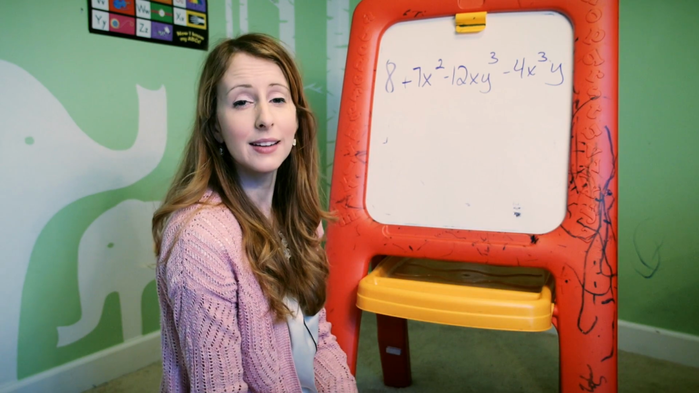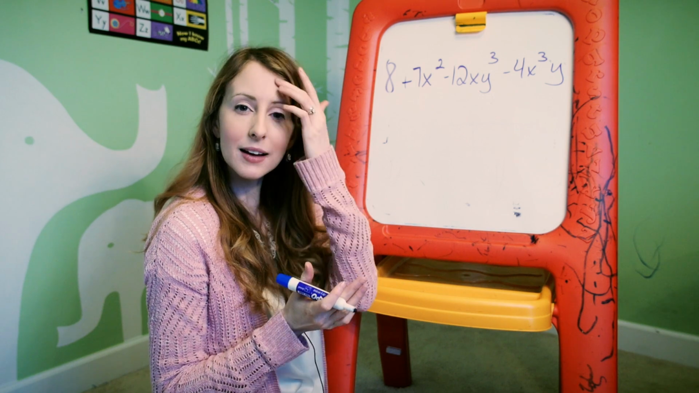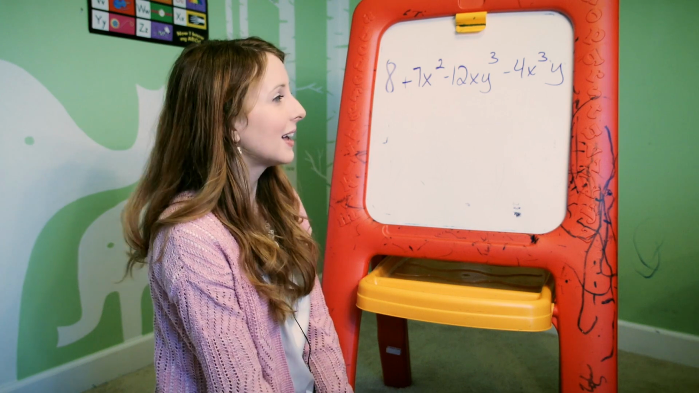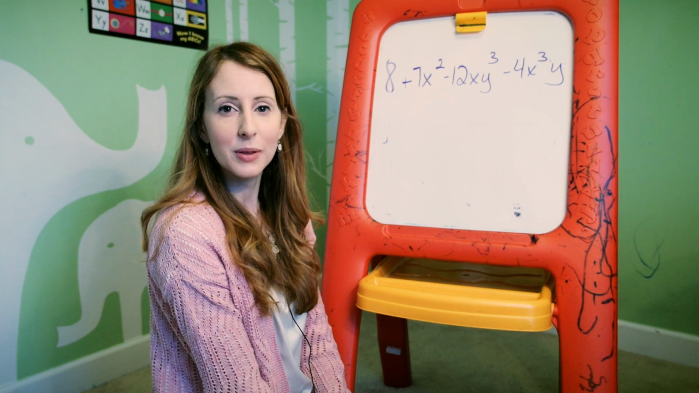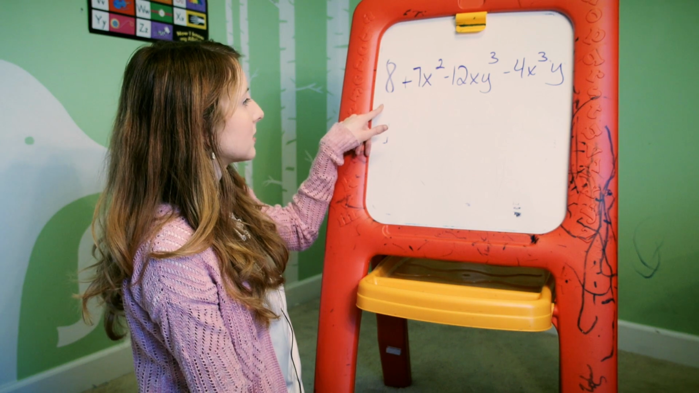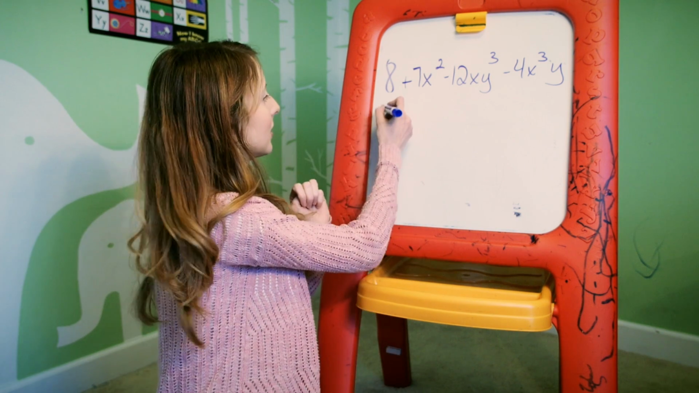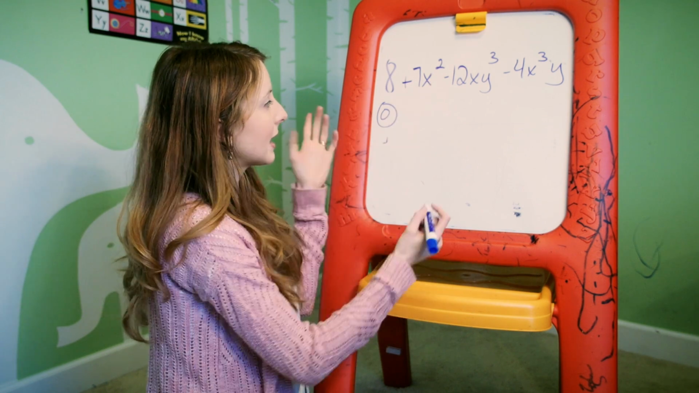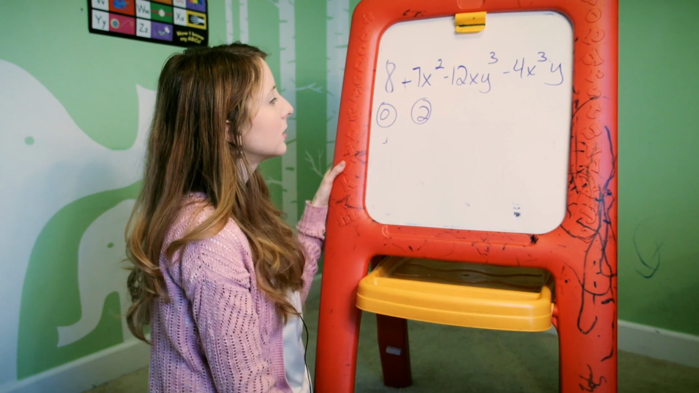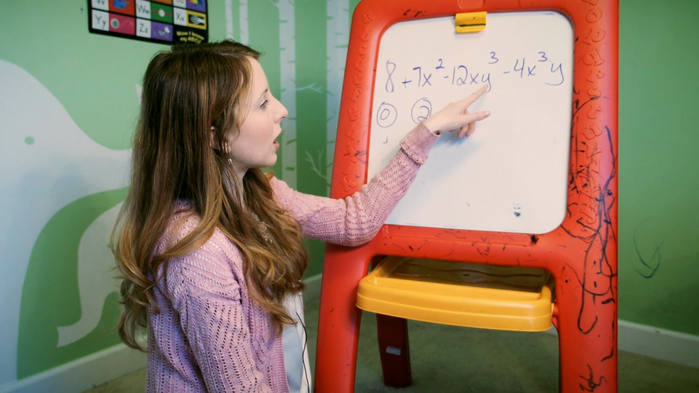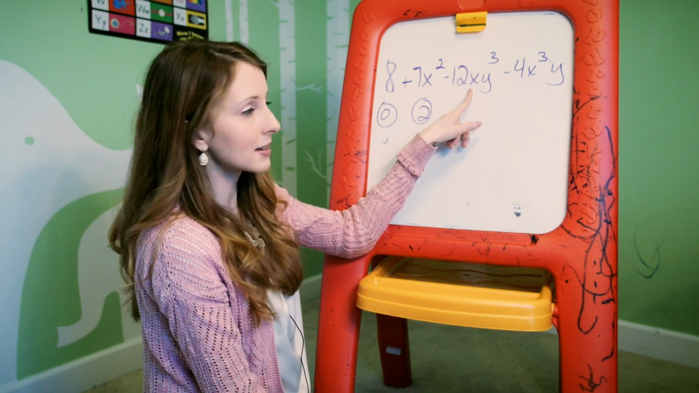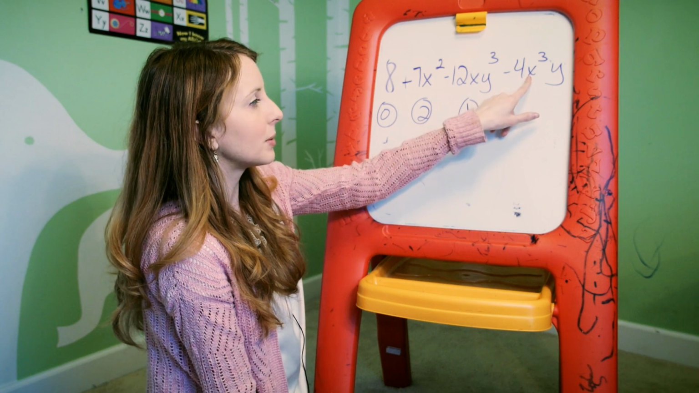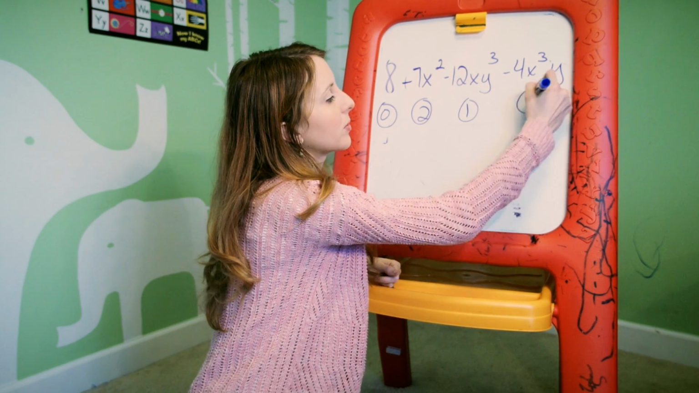All right, again, it does specifically say the powers of x, so we're paying attention only to x, ignoring everything else, and we'll assign our degree value and then put them in the right order. So let's start with 8. Well, that's a degree value of 0. 7x squared, if we pay attention only to x, well, that's a degree value of 2. Negative 12xy cubed, only pay attention to x, so it has a degree value of 1. And this last one, if we're only paying attention to x, has a degree value of 3.